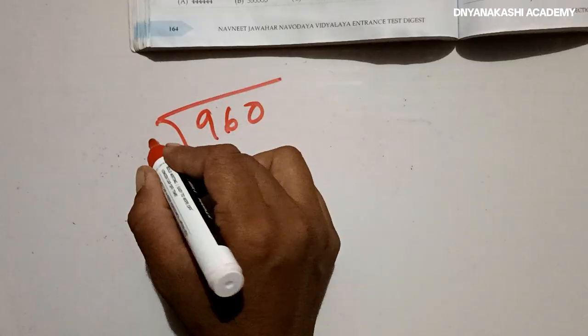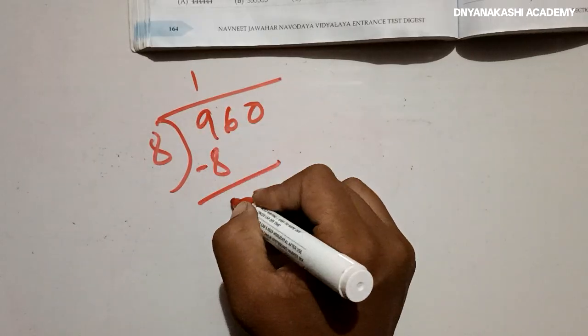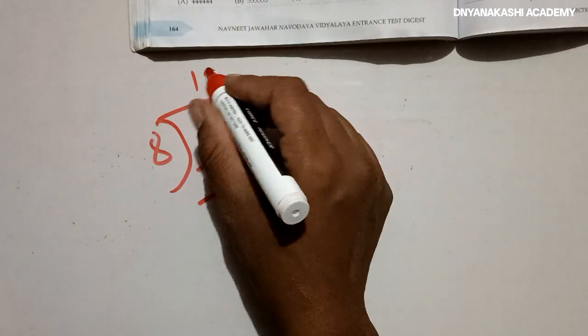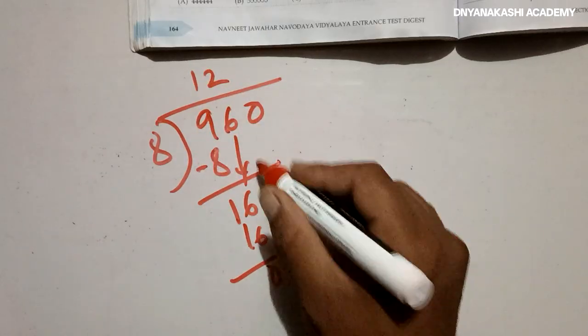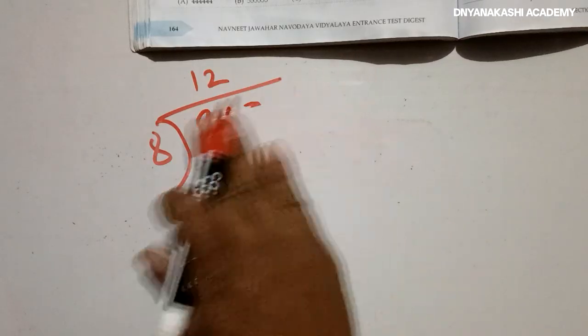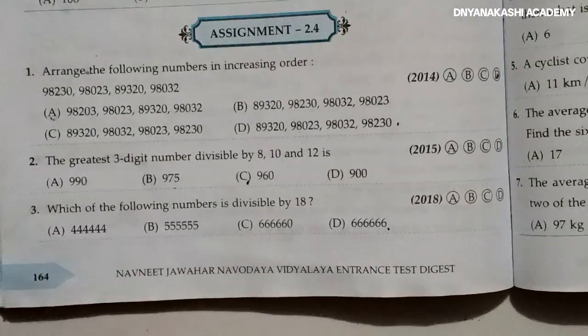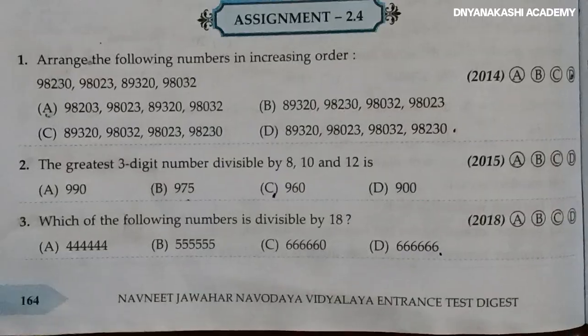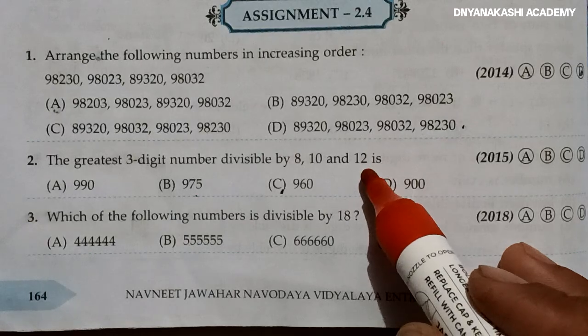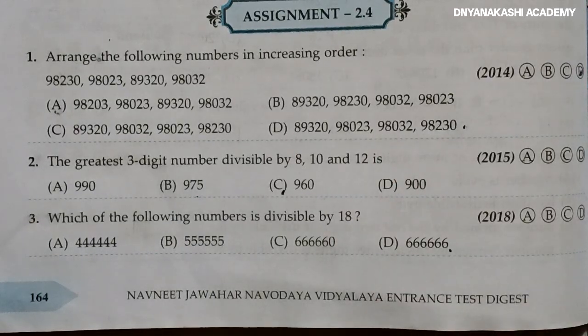960. 8 ones are 8 and 1 coming here. 9 minus 8, 1, and 16 we take from downside. 8 twos are 16 and 0, again we take a 0. 960 is completely divisible by 8, that's why option C is correct here. Option C is correct because this number is completely divisible by 8, and also completely divisible by 10 and also by 12. Is it correct or not? Check here. Okay, option C is correct here.